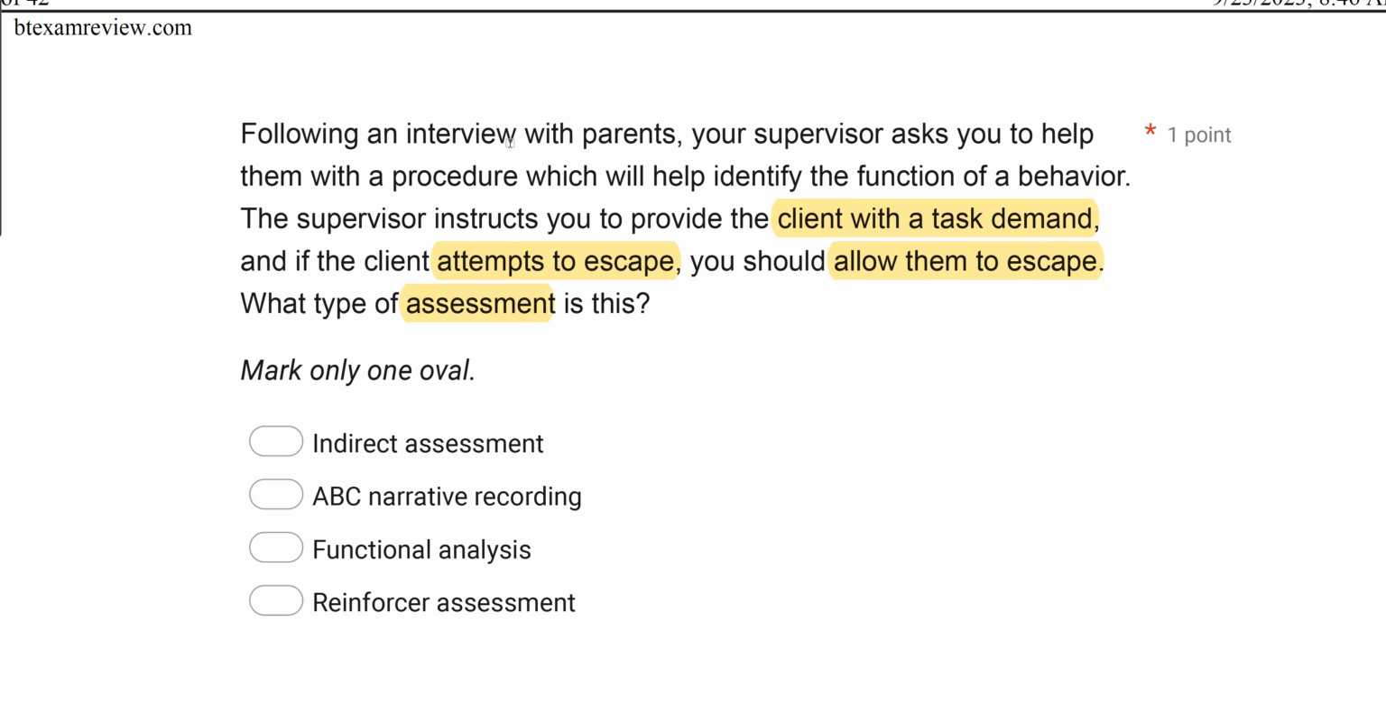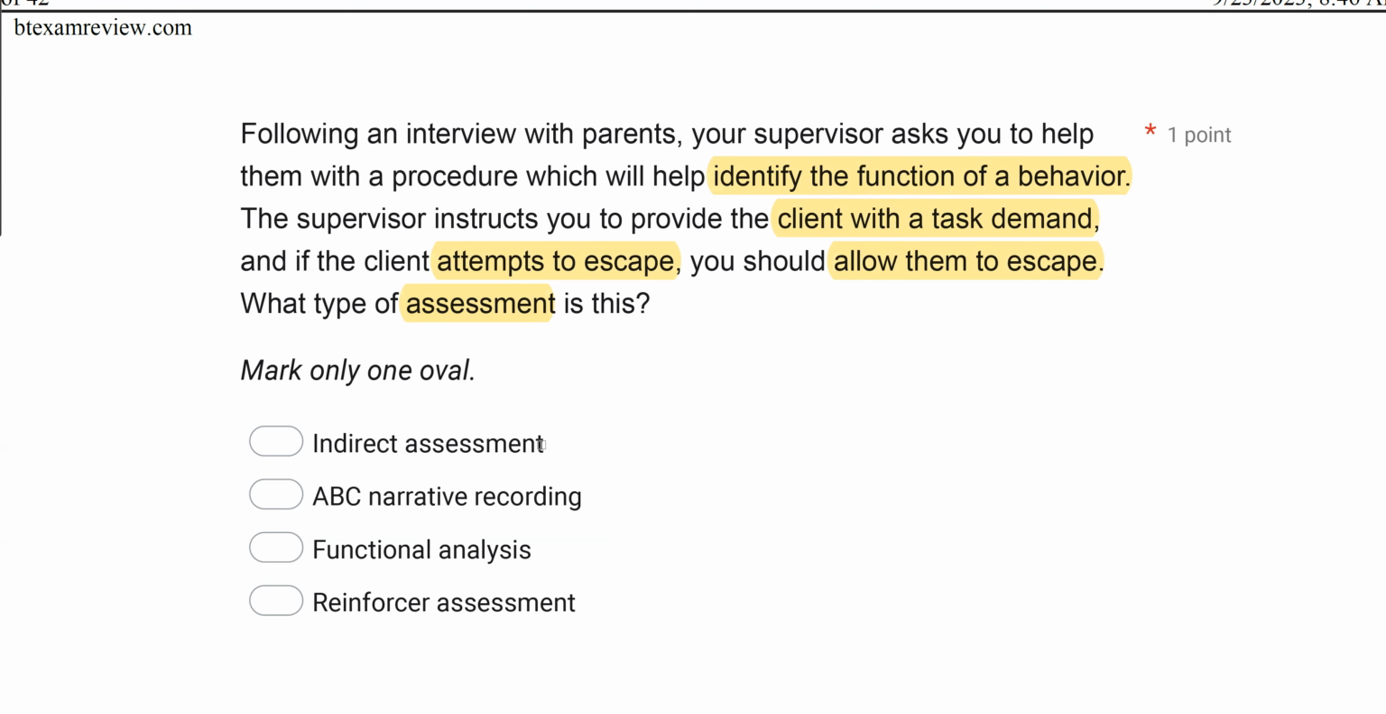Now, what are we trying to do here? Well, we're trying to identify the function of a behavior. Out of your assessments, indirect assessments, direct assessments like ABC narrative recording and event recording, and functional analysis, which one is best at identifying the function? Well, a functional analysis. And as an RBT, you're never going to conduct a functional analysis alone, but you're very likely going to assist on those. So if you ever see a situation where you're actually manipulating antecedents and consequences, in this case, the task demand, and then allowing them to escape, that's going to be a functional analysis.